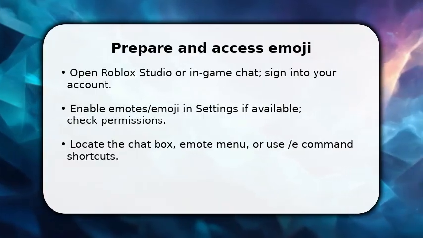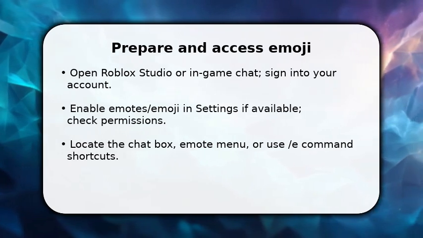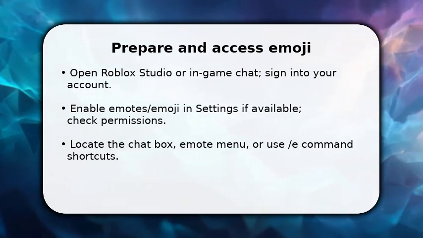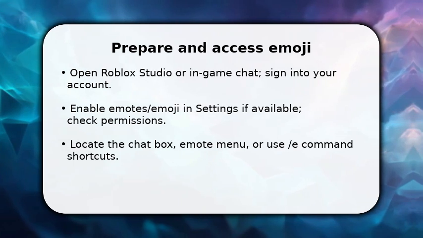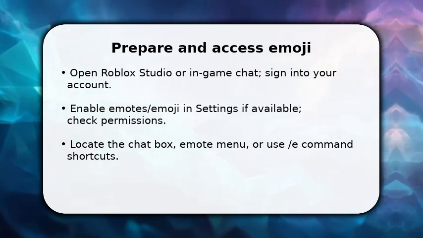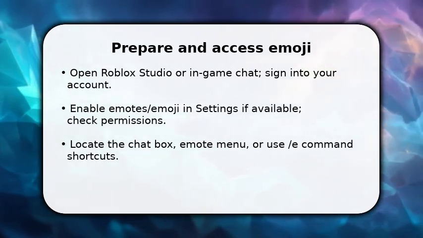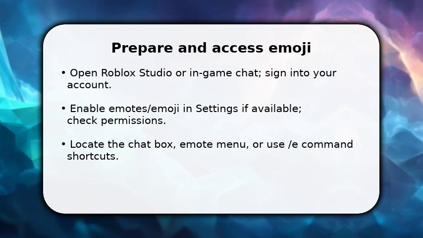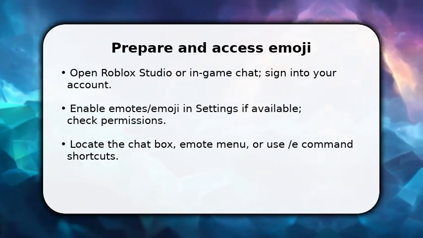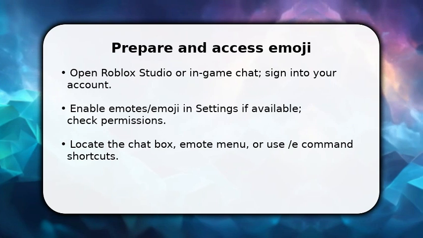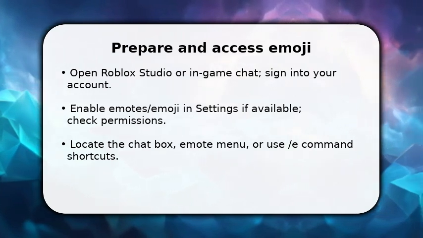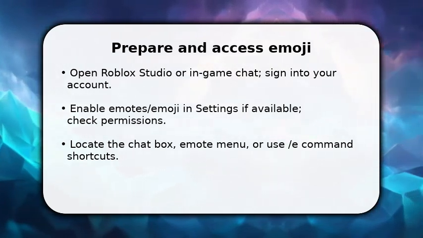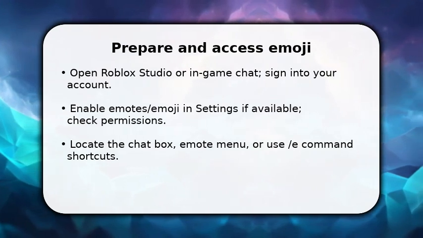You start by getting into the right place. Open Roblox Studio or the game client and sign in. Once there, make sure emotes and chat are enabled in settings so you aren't blocked later. Next, locate the chat box or emote wheel. This is where you'll insert emoji. If the experience supports slash commands, learn the /e shortcuts now. They are faster. Doing these steps first prevents permission errors and gets you ready to add emoji immediately.